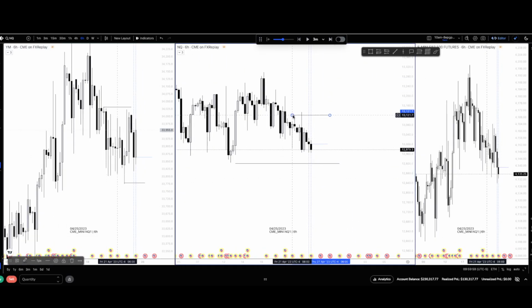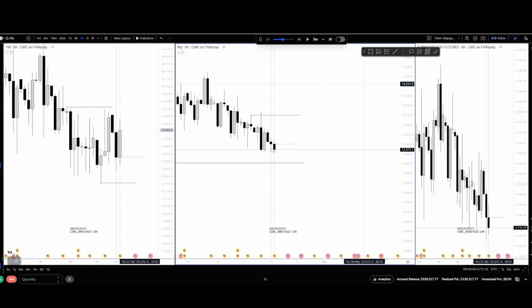We can take notice that NQ is flowing down to the downside to an obvious target. Daily profile is showing me just like a straight open low profile, however.